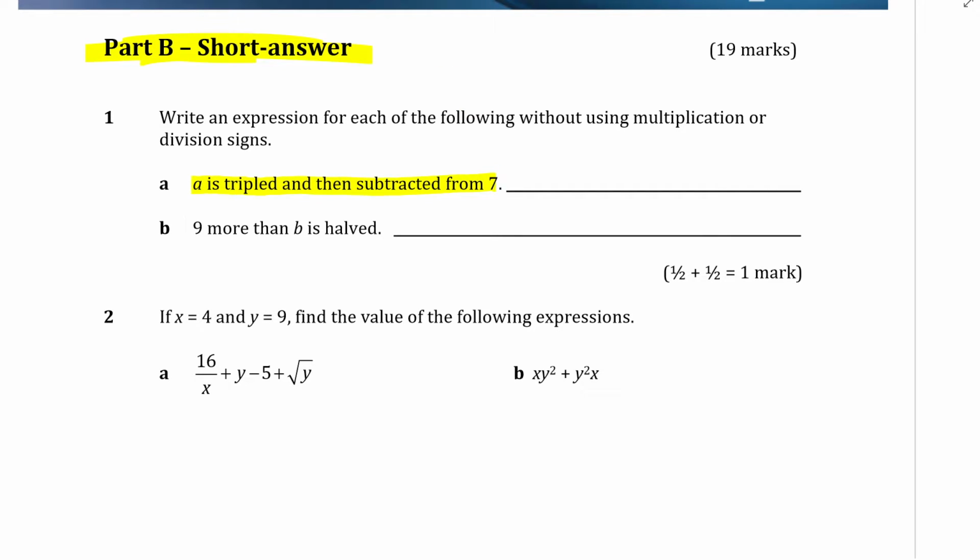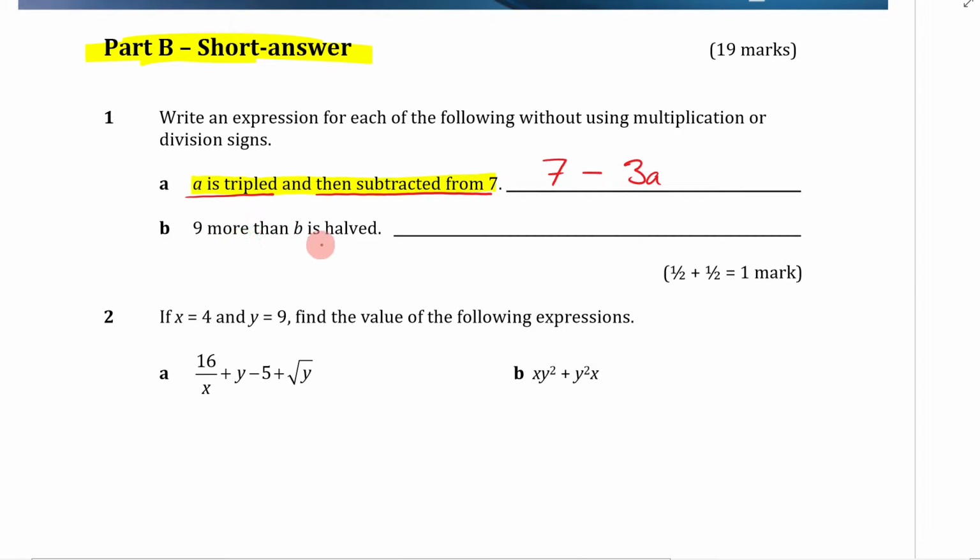Okay, so I'm tripling A. So that means I've got 3 times A. And then I'm taking this away from 7. The order here is important. See how it says A is tripled and then subtracted from 7. 7 minus 3A. The order here is important. I can guarantee you that's what people are going to get wrong on the test.